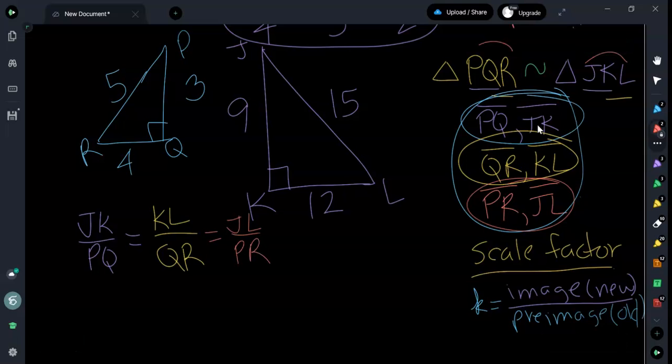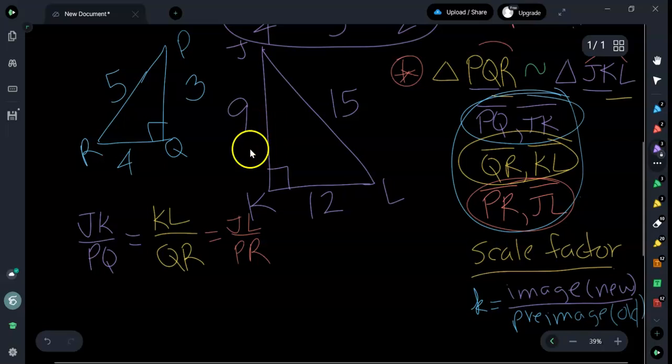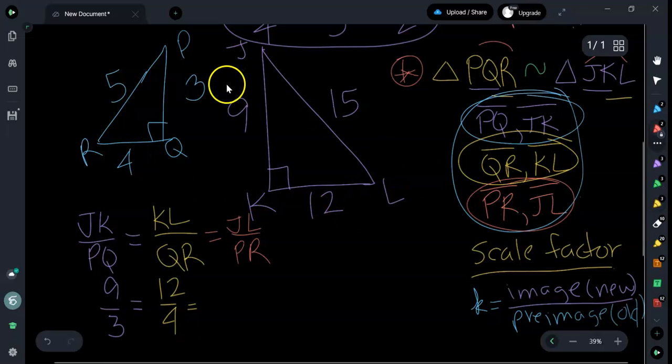So all three of those should be equal if these are similar figures, and it'll tell me what my scale factor is. Well, I've already told you up here that they are similar. But let's just plug everything in and see what we get. So let's start off with JK and PQ. JK is 9, and PQ is 3. Now you see how these triangles are not oriented the same way, so you have to read the similarity statement. KL, which is 12, goes with QR, which is 4. And PR and JL go together, so 15, which is JL, goes with PR, which is 5.